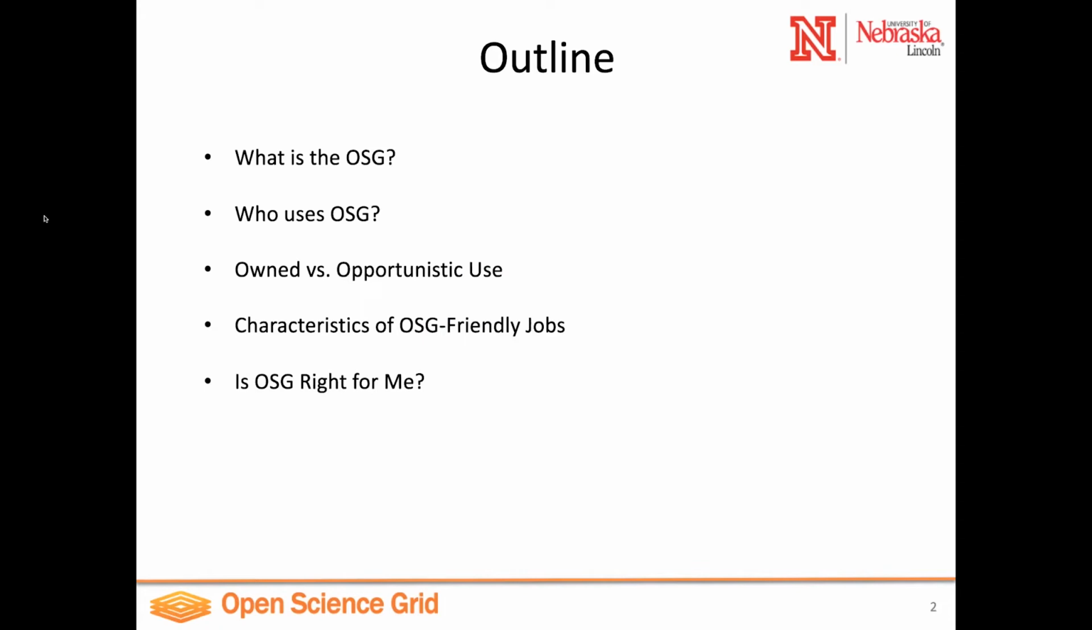So I'll talk about what OSG is, what the fabric of the Open Science Grid is, and who uses OSG. I'll talk a little bit about owned versus opportunistic use, which you don't really need to know too much about, but it can be helpful to understand how it works. Then the characteristics of OSG-friendly jobs. And finally, how would you determine whether OSG is right for you? What if it's useful for you in your research or not? And how to get started.